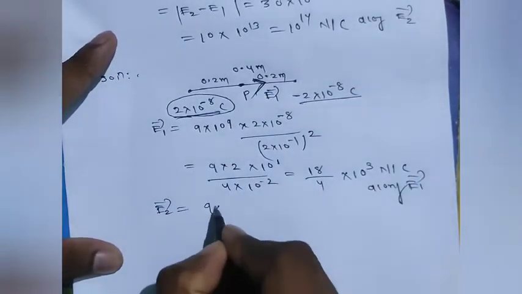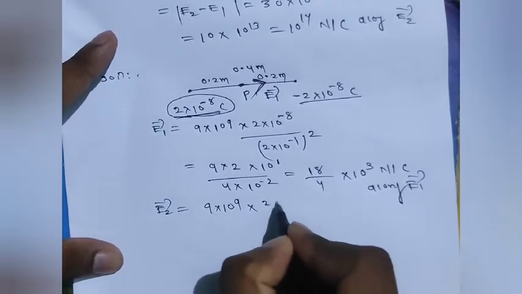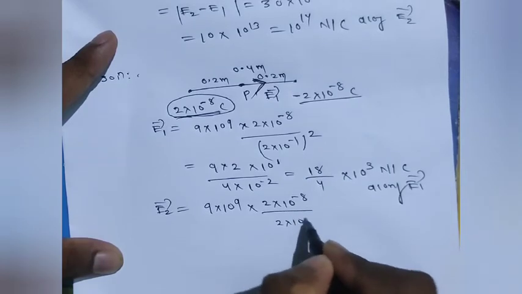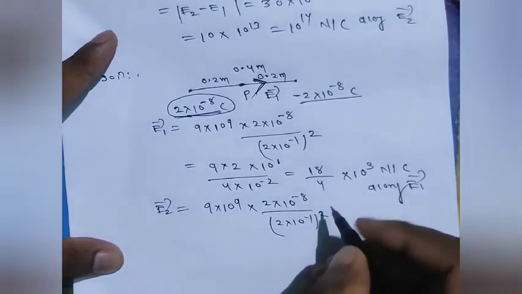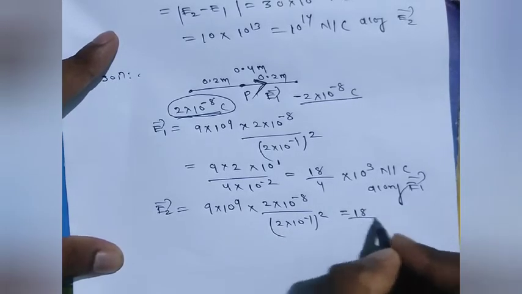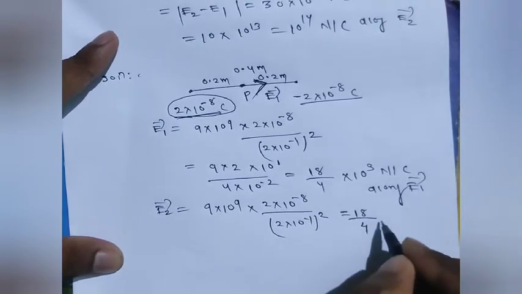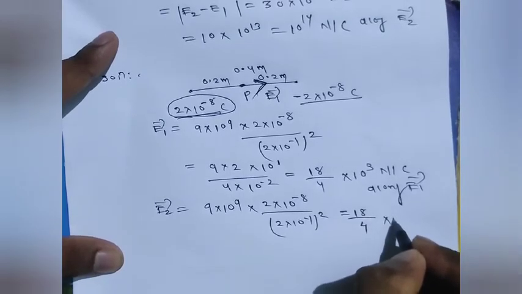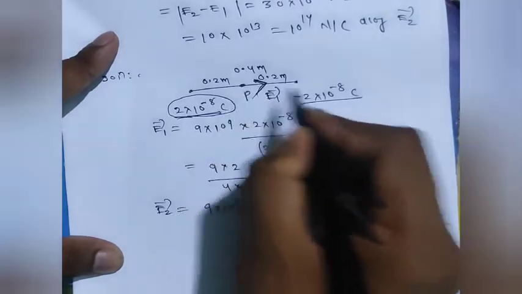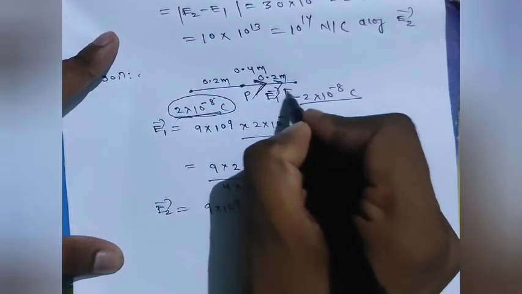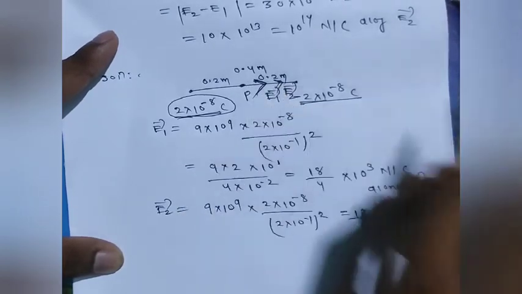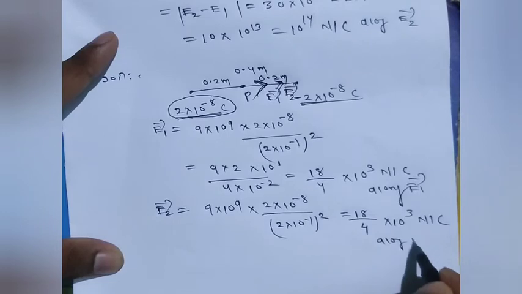So now I shall find E2, that is the electric field due to these charges at point P. That will be 9 into 10 to the power 9. Q is 2 into 10 to the power minus 8. R is 2 into 10 to the power minus 1 whole square. So it will be simply 18 by 4 into 10 to the power 3 Newton per coulomb, and it will be directed along this, because for these negative charges the direction of electric field will be inward, that is along E2.